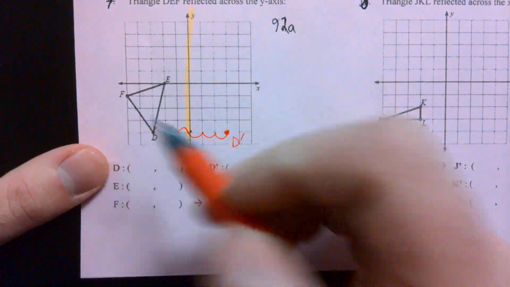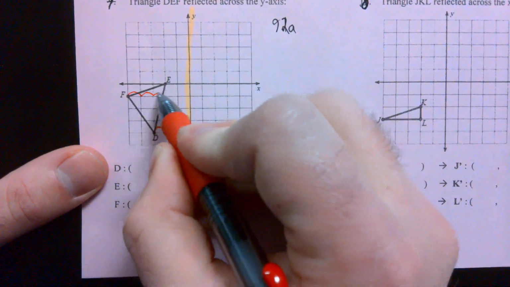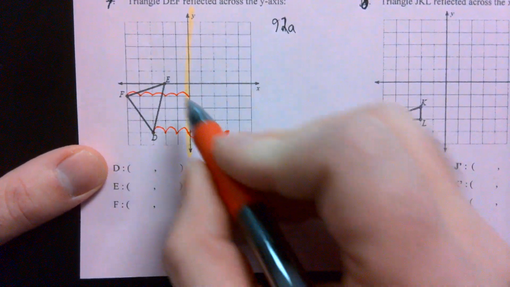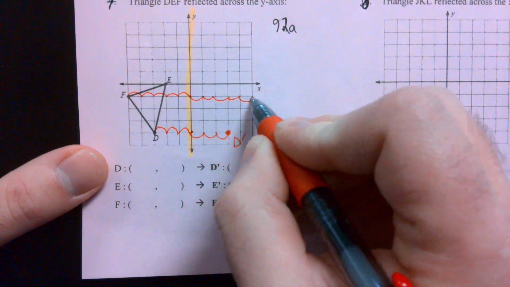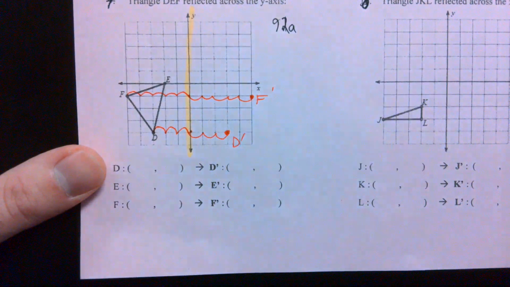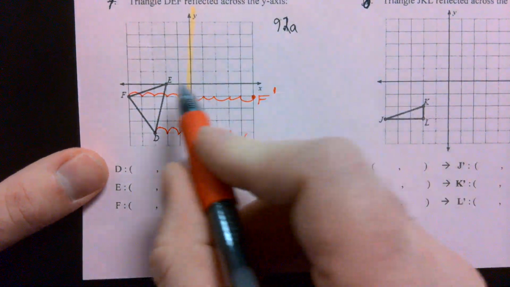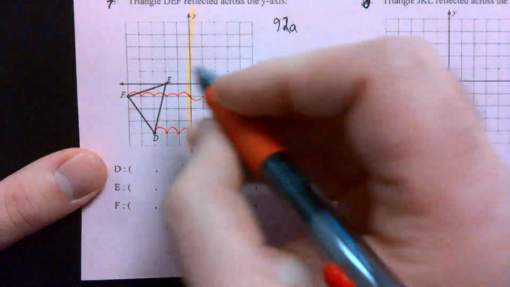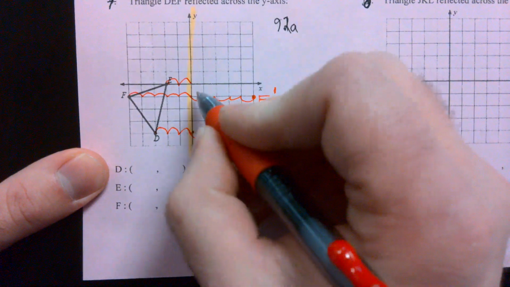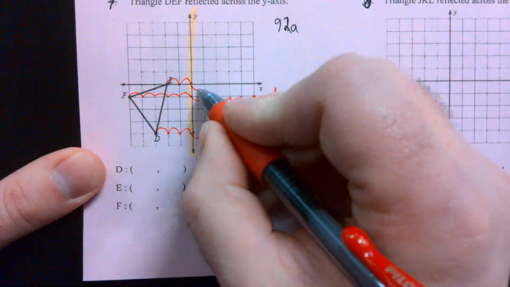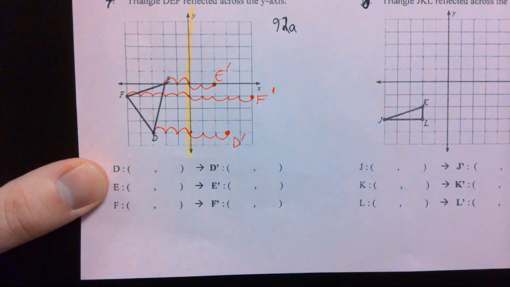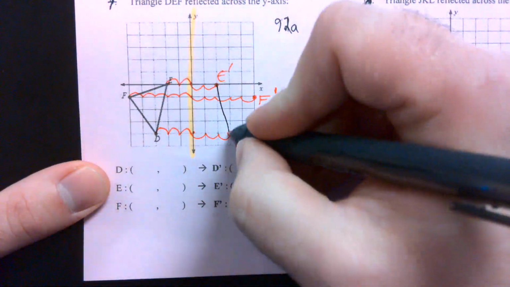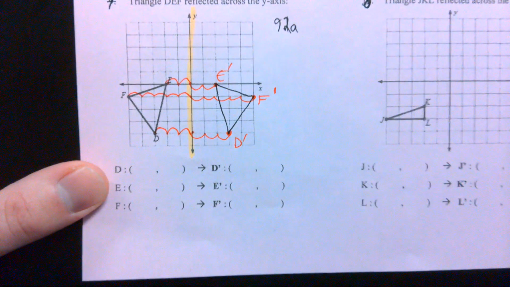If I go up to F, F is 1, 2, 3, 4, 5 spaces. I hit that line of reflection and go 1, 2, 3, 4, 5 more spaces. Finally, point E is 1, 2 spaces away. I hit that line of reflection and go 1, 2 more spaces past for E prime. Connect the dots to make a triangle.